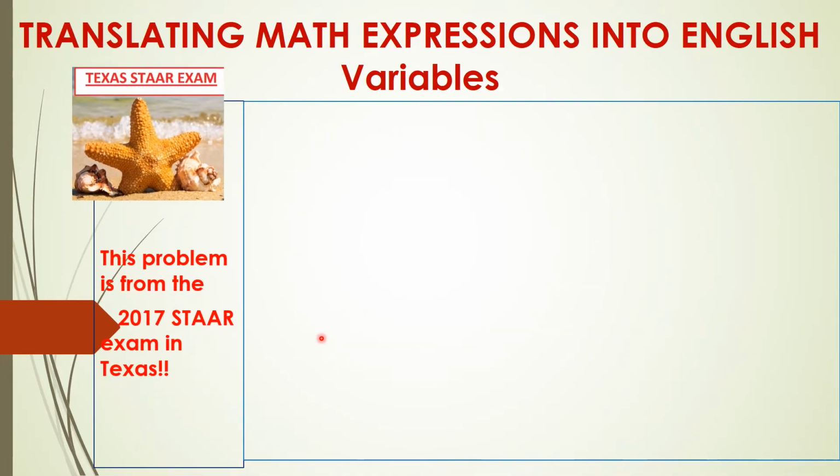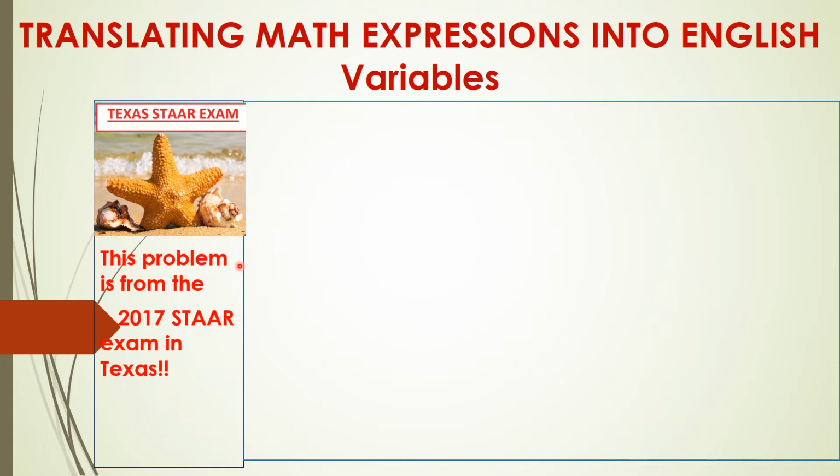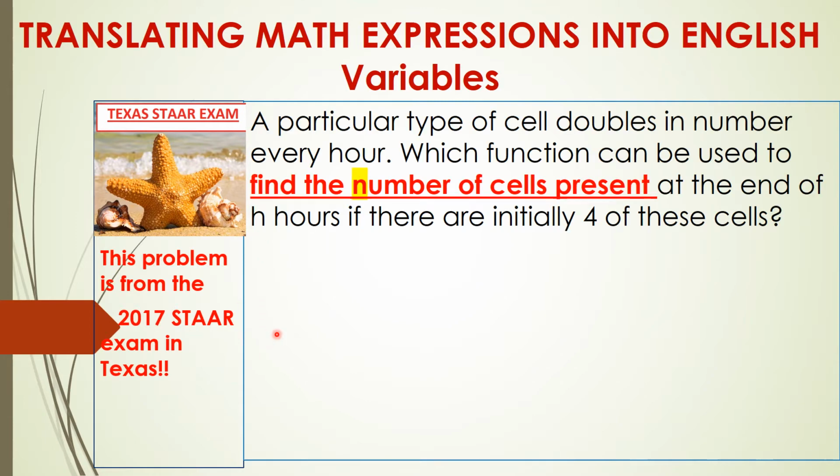All right, so we're still reviewing, and so we're going to look at when we would use a variable. So this problem is actually from the 2017 STAAR exam in Texas. And part of that problem states this: a particular type of cell doubles in number every hour. Which function can be used to find the number of cells present at the end of h hours if there are initially 4 of these cells?